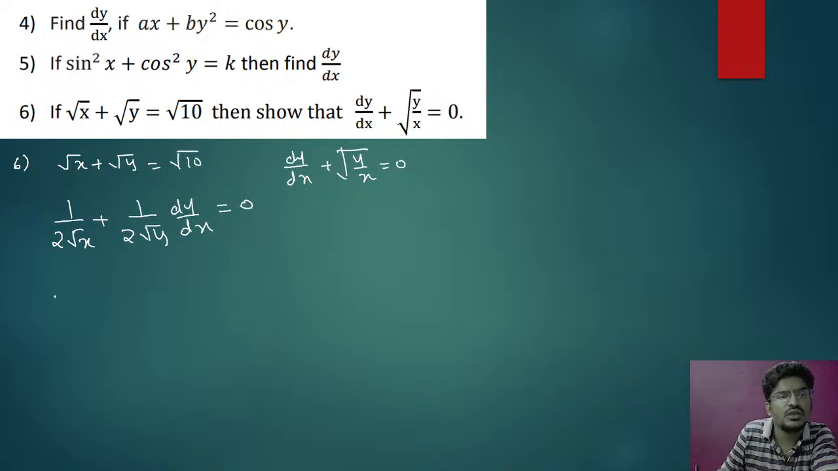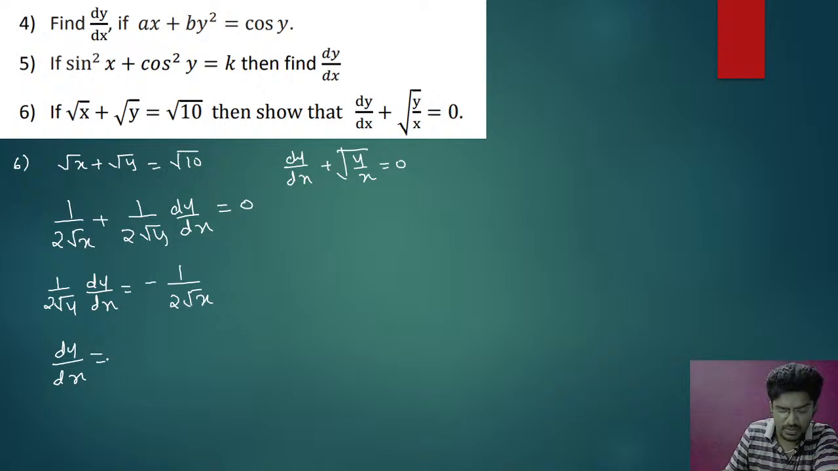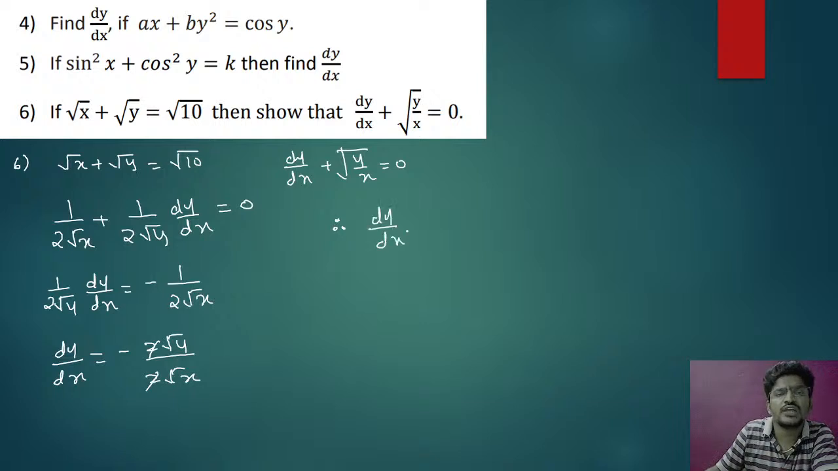Now you can see that 1 by 2 root y into dy by dx will be equal to minus 1 by 2 root x. Take 1 by 2 root y to the other side, and dy by dx will be equal to minus 2 root y divided by 2 root x. The 2 will get cancelled. Therefore dy by dx will be equal to minus of root of y by x, and this is dy by dx plus root of y by x equal to 0.